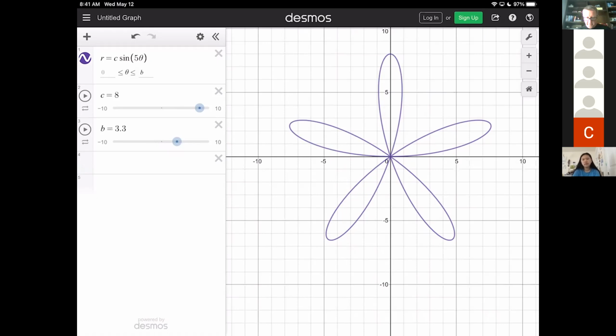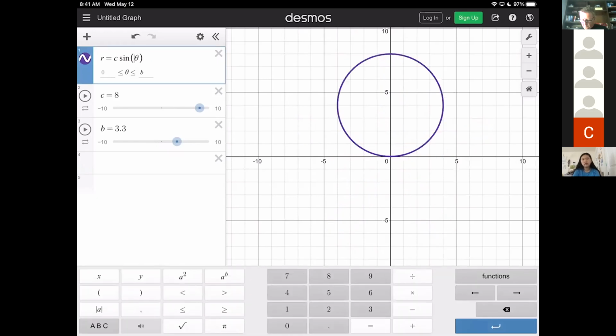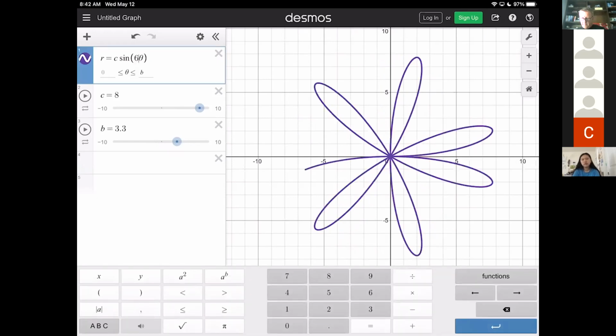I wonder if that's true with 5. Notice the answer to that is now no. So it turns out that what was just happening is there actually were 10 petals. It's just that 5 of them were on top of the other 5 when you went 180 degrees. And I didn't know that, embarrassingly.